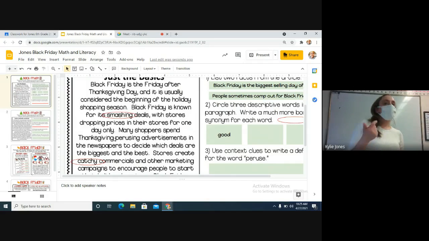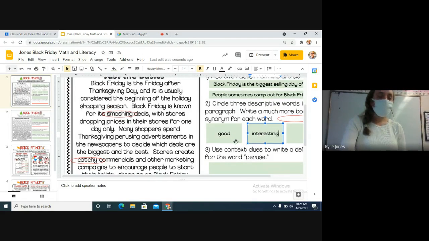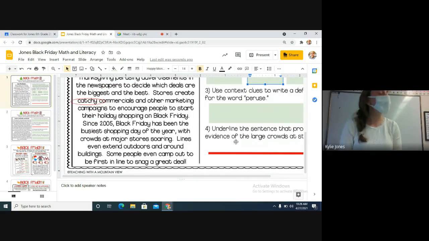If something is catchy, think of all the catchy songs on the radio that you can't get out of your head. What does it mean to be catchy? Okay, so to make catchy a little bit more boring, we could say interesting commercials. They're interesting, they're fun to watch. But if they're catchy, it makes us want to keep watching, or it sucks us in where we go spend all this money. Charles?